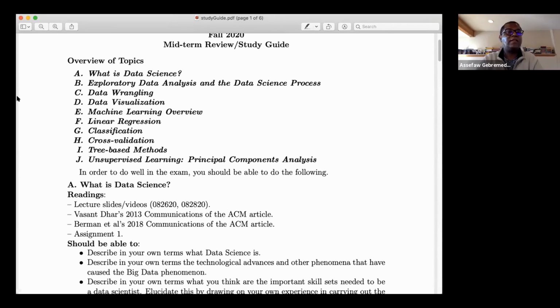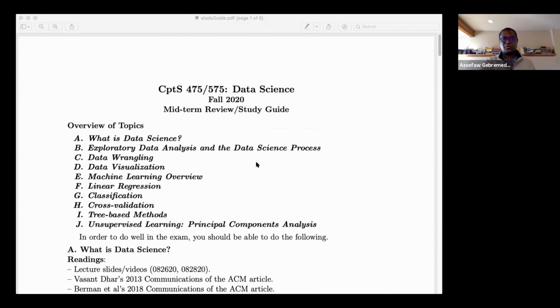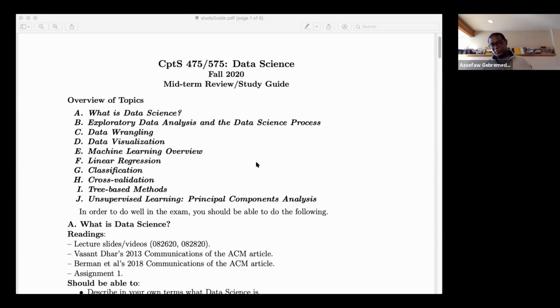Okay, and I think I should probably get this one out of the way. Do you see my PDF file? Okay. This one I will post. I will post it when we are done. And it is also meant to be a little informal.